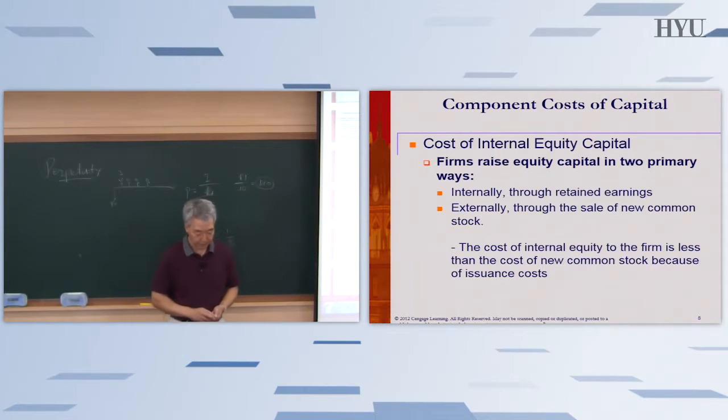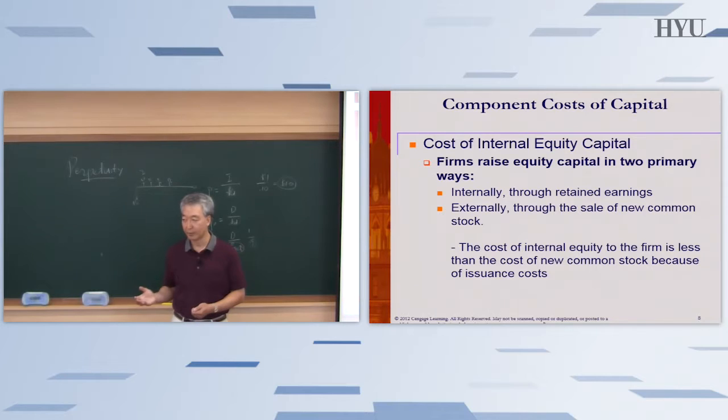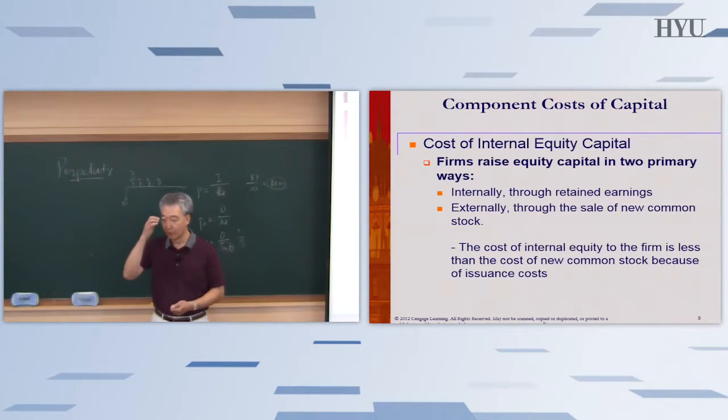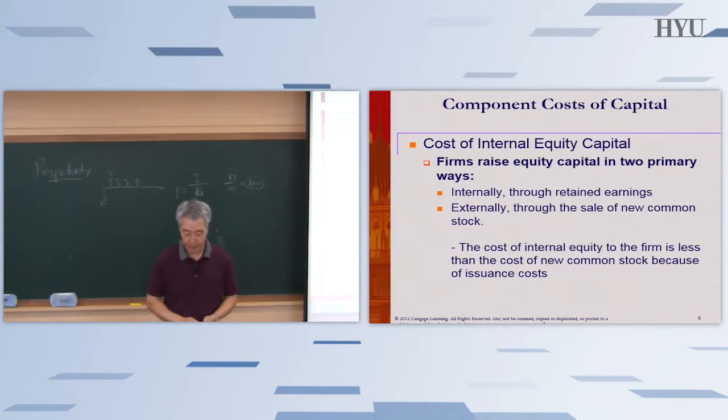So what is the cost of retained earning? Well, in principle, there shouldn't be any difference between the internal equity and external equity. What's the cost of external equity? When you raise the fund by selling stocks, you receive the money from selling stocks, but then you have to pay dividend. So that's where the cost comes from. So there shouldn't be any difference between the internal equity and external equity, except for that little thing, that issuance cost.